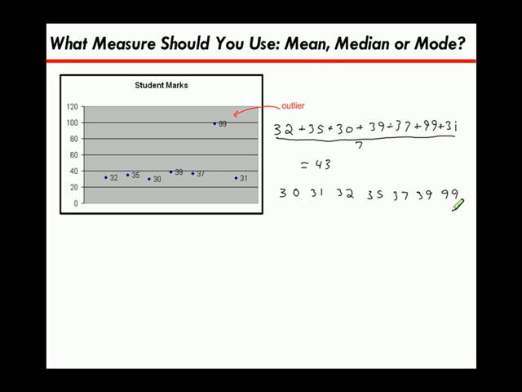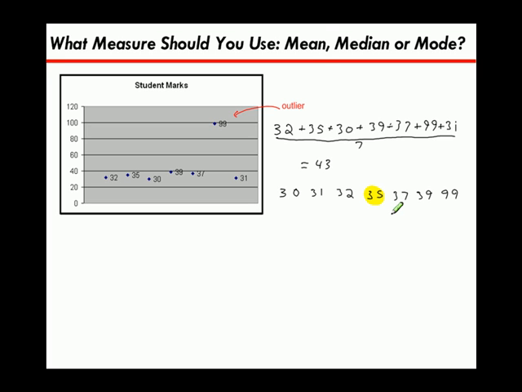So now what's the middle value? What's the median? Well, it looks like it's 35 because I have 3 numbers to the left and 3 numbers to the right of 35. So that's the median. 35 is a much more accurate representation of how that class was doing overall. So remember, when you have an outlier, chances are the median is the more accurate way to go.